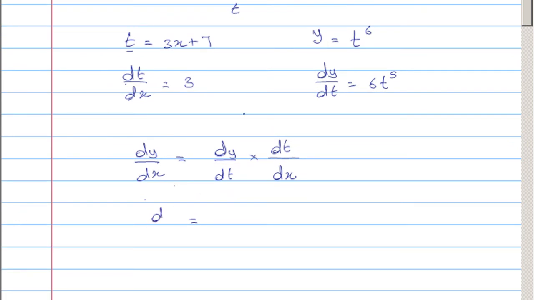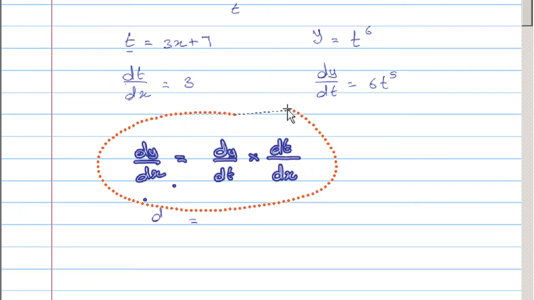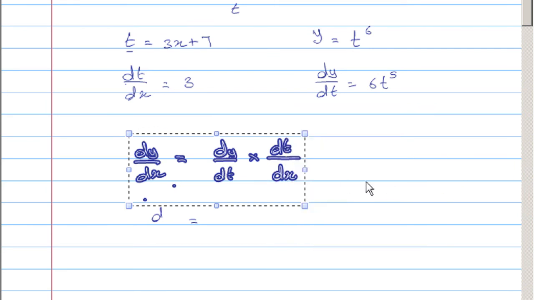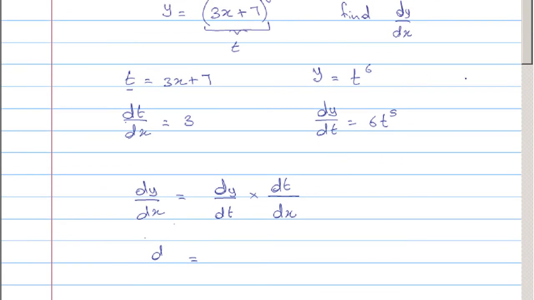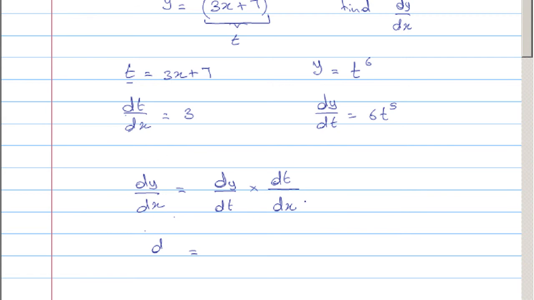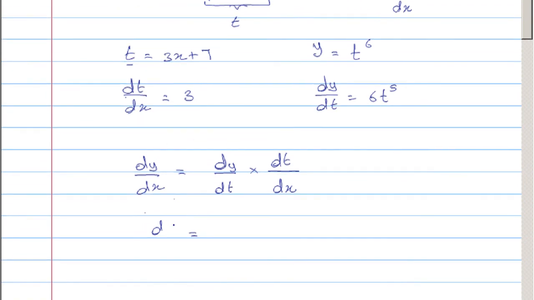And this here is really what the chain rule is. In this case I've only linked two different derivatives, but you can link as many as you want depending on how many variables you have. But this is the main formula for the chain rule, which is quite useful to remember.